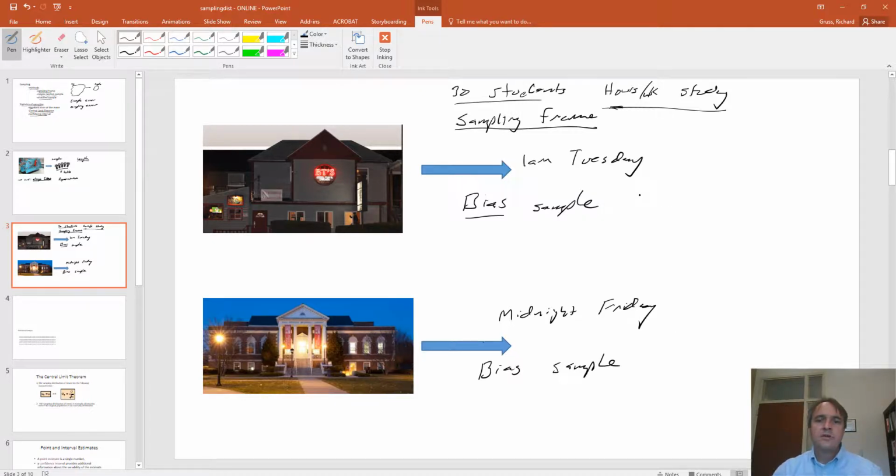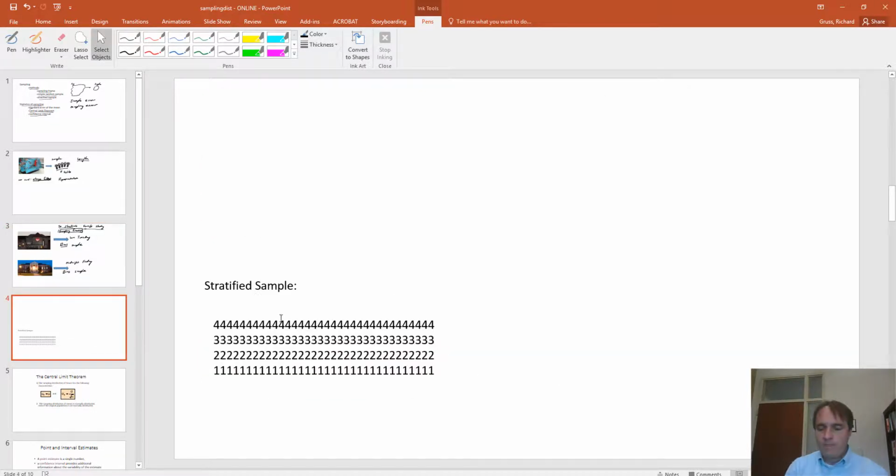Okay, so the basic idea here is that we have a sampling frame that we use to go about extracting our sample. And we need to be careful about introducing bias with our procedure for actually getting our sample from a sampling frame. Okay, so there are two kinds of sample that I want to go over. The simple random sample.